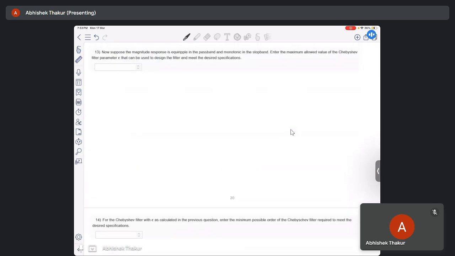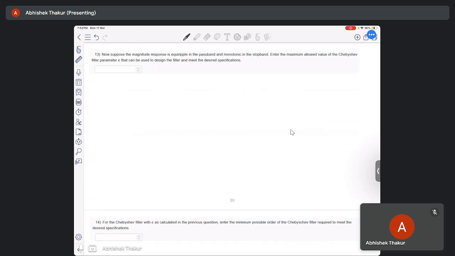Now moving to the next question. Now suppose the magnitude response is equiripple in the pass band and monotonic in the stop band. Enter the maximum allowed value of Chebyshev filter parameter epsilon that can be used to design the filter and meet the desired specification. So in the case of Chebyshev filter, the upper limit on epsilon is given by the square root of D1, which is obtained by observing the minimum passband magnitude.